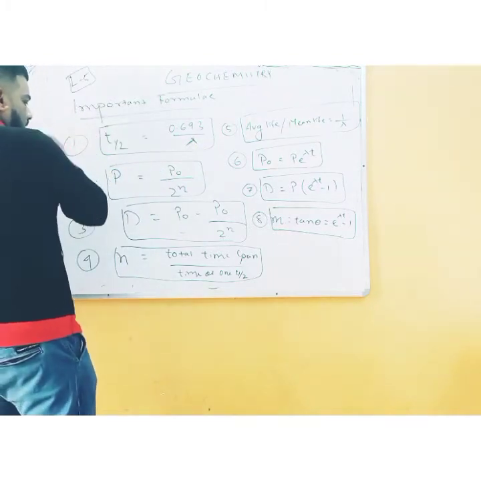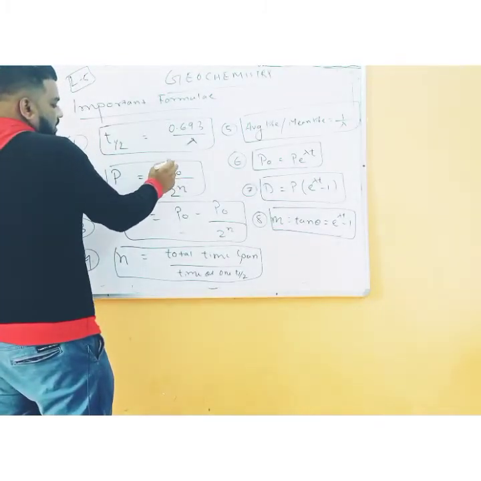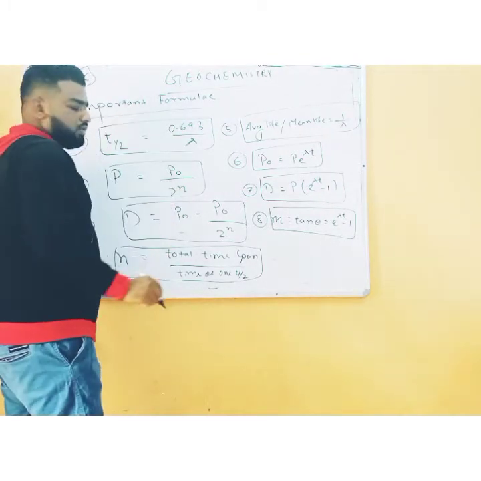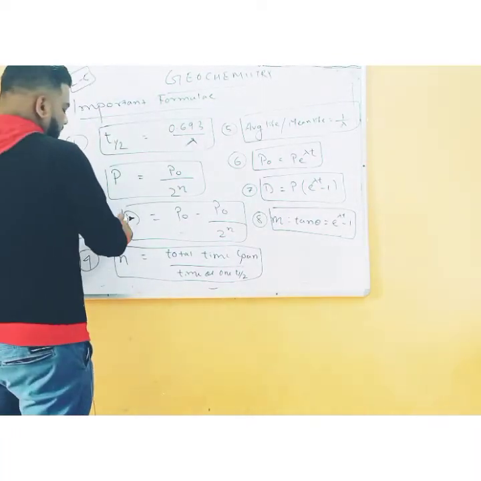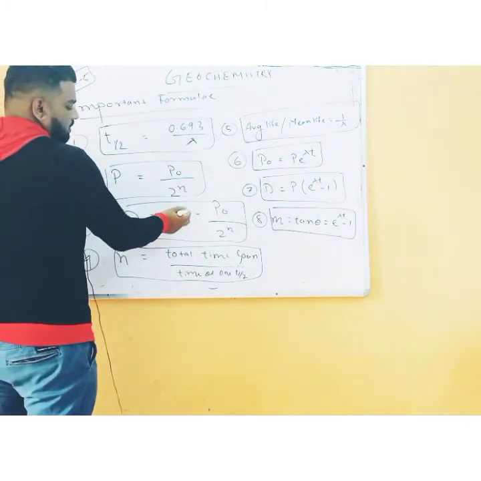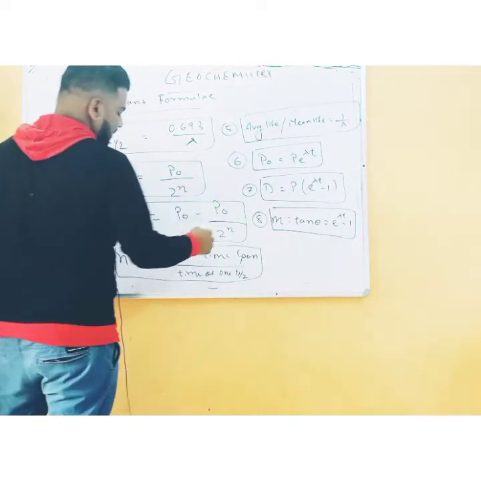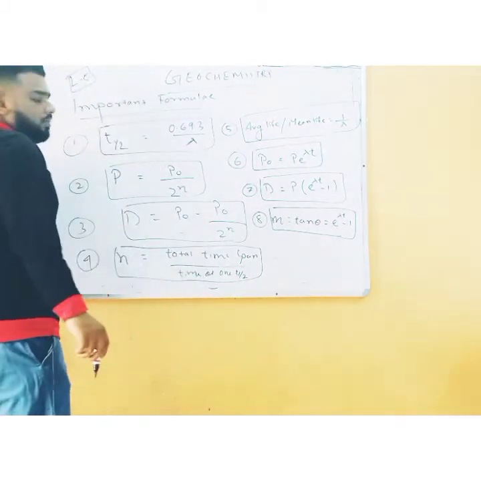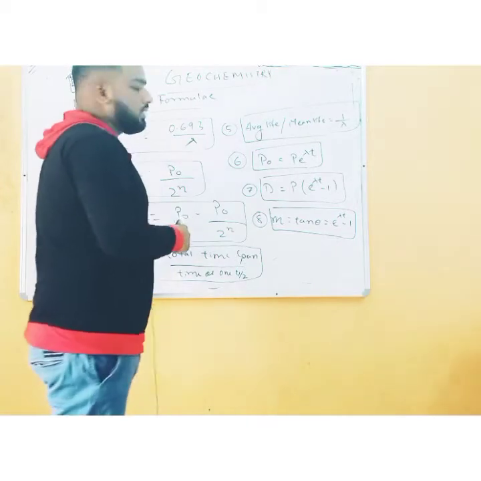Now, the concentration of parent nuclei at any time is equal to the concentration of parent nuclei at the time of its origin, when the time is 0, divided by 2 to the power n, where n is the number of half life. The third formula is that the concentration of daughter nuclei is equal to the concentration of parent nuclei initially minus the concentration of parent nuclei initially divided by 2 to the power n. And n, the number of half life, is equal to the total time span divided by the time of one t half. The fifth one is average life or mean life, which is equal to 1 by decay constant.